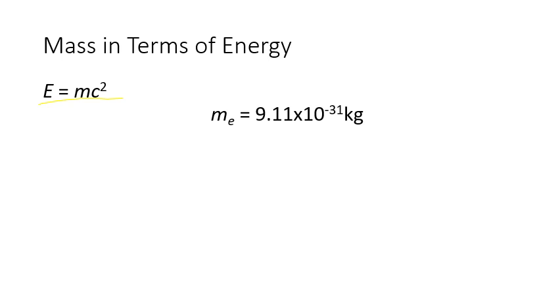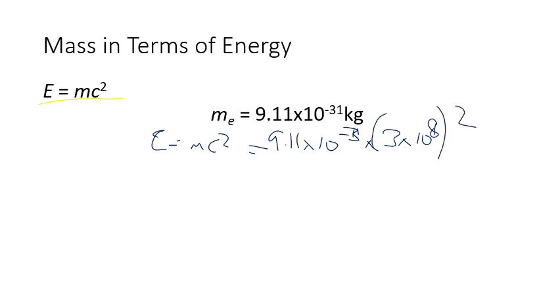If we take the mass of an electron, mass of electron 9.11 times 10 to the minus 31 kilograms. Now, to convert the mass of an electron into the energy equivalent for that, we've clearly got to multiply by c squared. So, therefore, E is equal to mc squared, which is equal to 9.11 times 10 to the minus 31 times 3 times 10 to the 8 squared. Okay, and that gives us an energy that's the equivalent of the mass of the electron of 8.2 times 10 to the minus 14 joules.